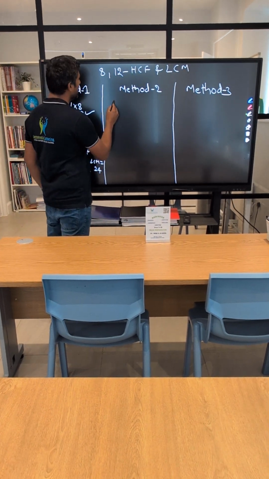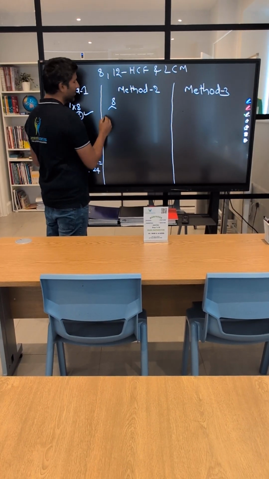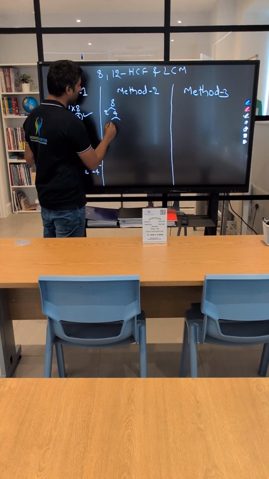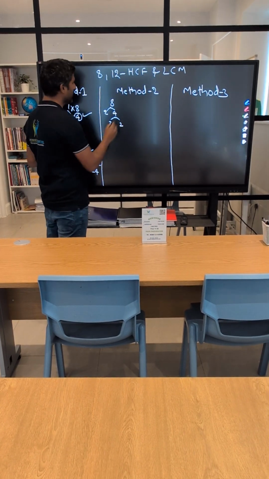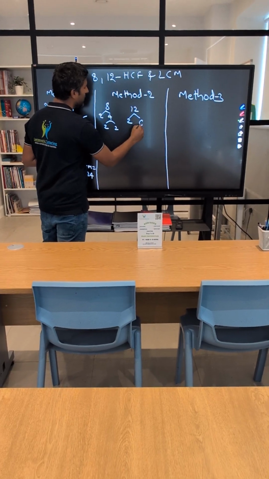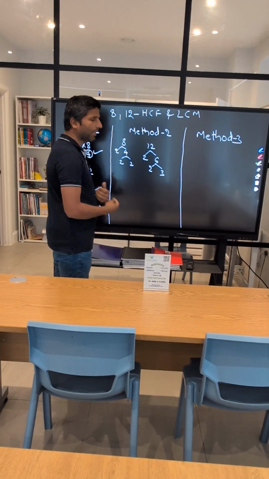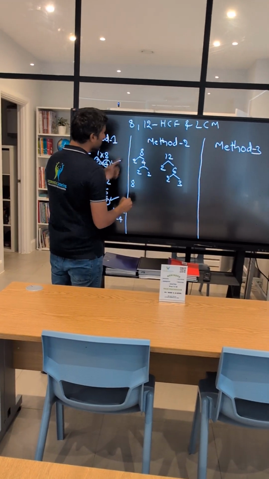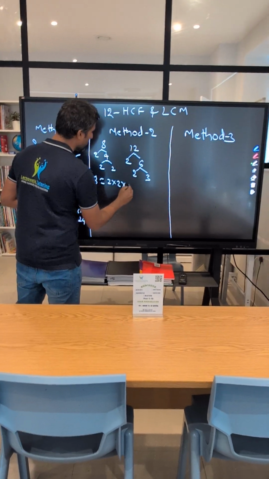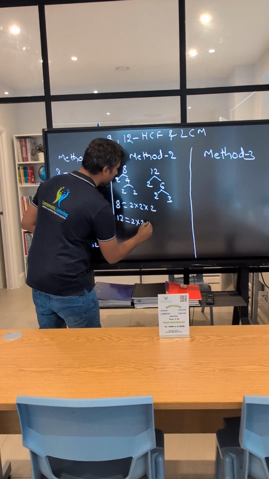When it comes to method 2, you find the prime factors of each number. So 8: 2 times 4 is 8, and then 4 is 2 times 2. Those are the prime factors. And then find the same thing for 12: 2 times 6 is 12, 6 is 2 times 3, and 3 is a prime number. So the prime factors of 8 are 2 times 2 times 2, and 12 is 2 times 2 times 3.